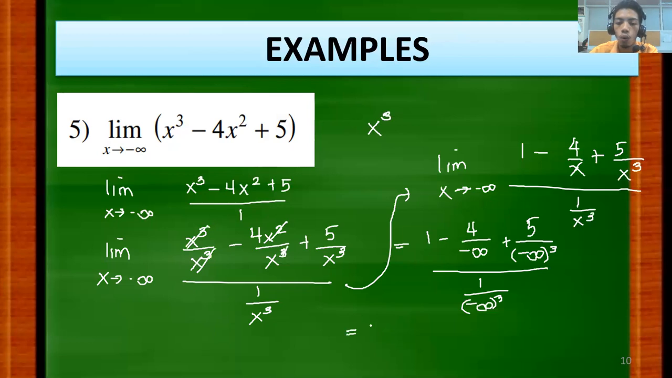So you have 1 minus 0 plus 0 all over 0. Therefore, you will get 1 over 0, and this indicates that the answer is an infinity. But in the given, x approaches negative infinity, so they must correspond to each other. So negative infinity is the answer. Okay.